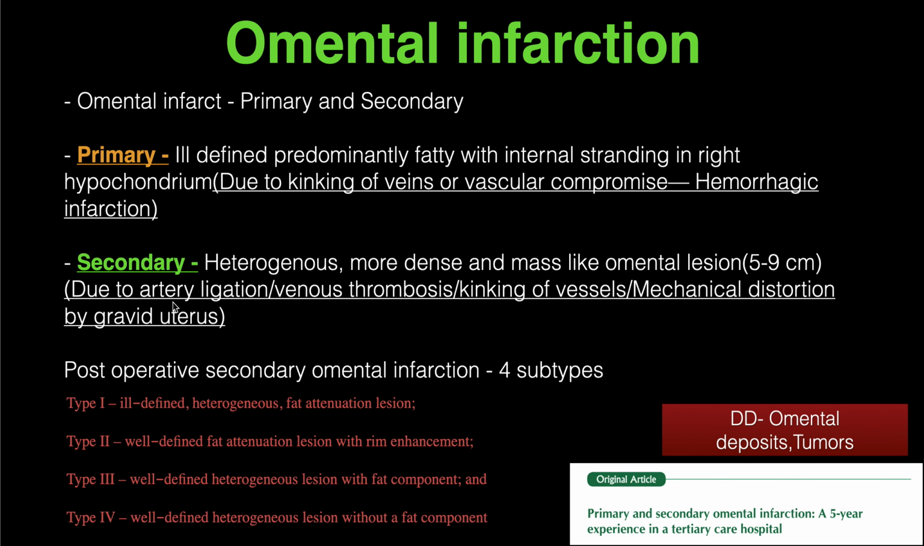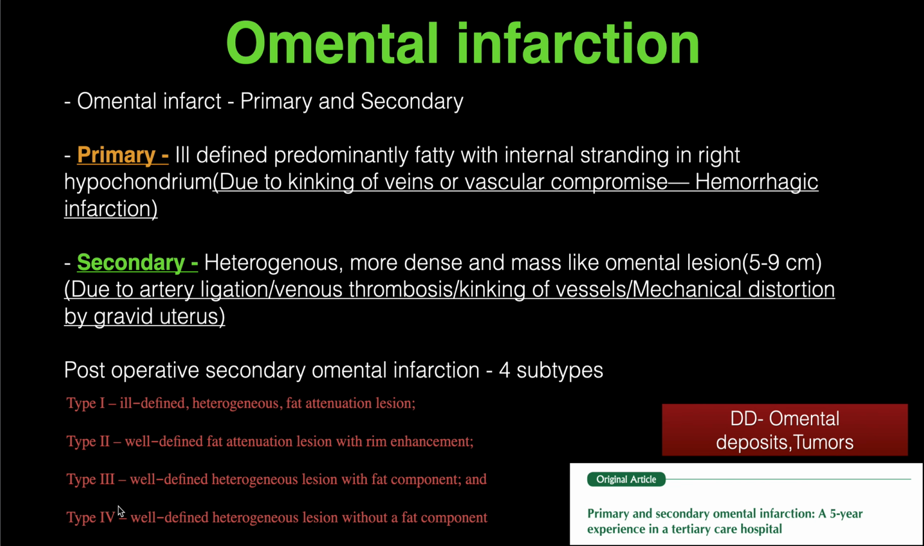So this is the secondary infarction, which is usually more heterogeneous, and it is related to the site of the culprit. Like post-operatively, there might be kinking of the vessels during the surgery, or the suture might be entrapping the omental fat, leading to thrombosis of the vessels and this omental infarction. This is called secondary omental infarction, and it has been further classified as type 1, type 2, type 3 and type 4.